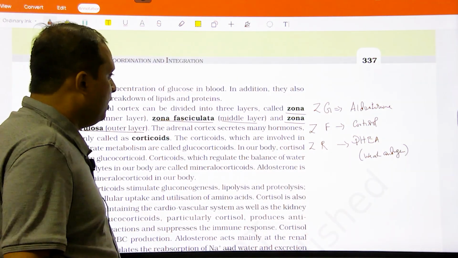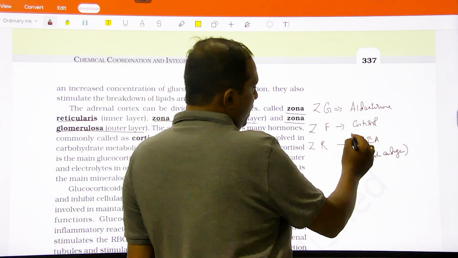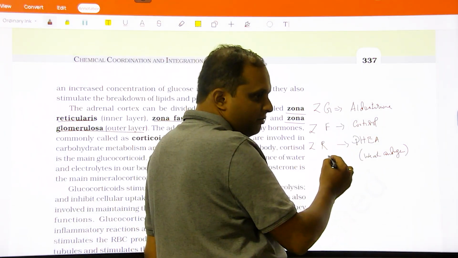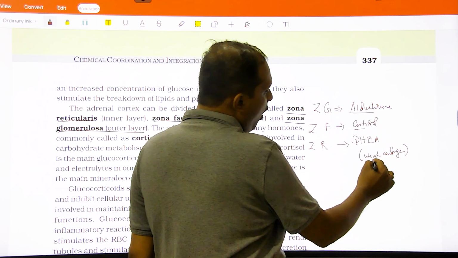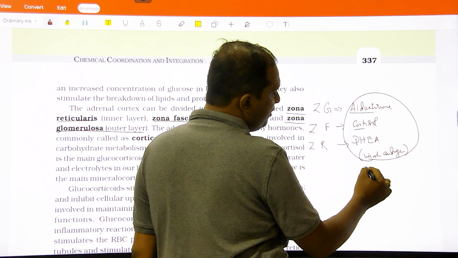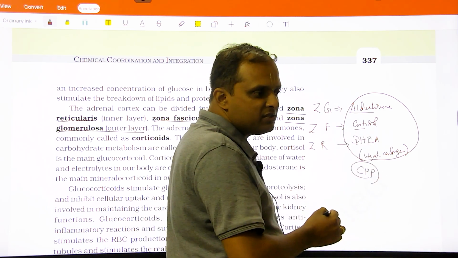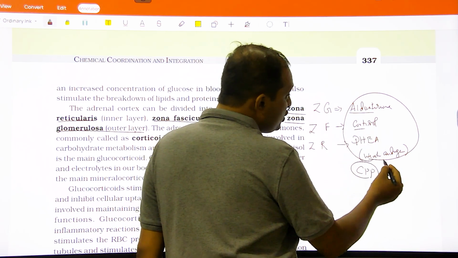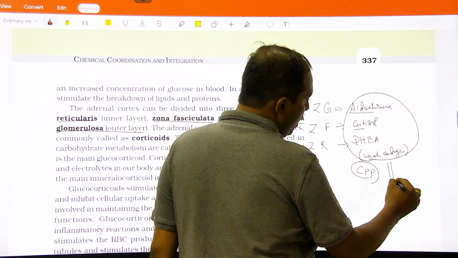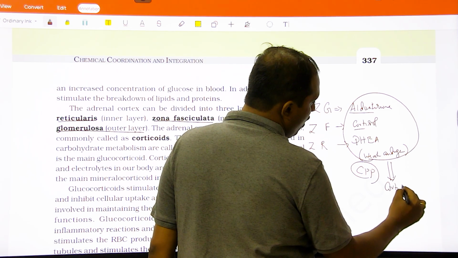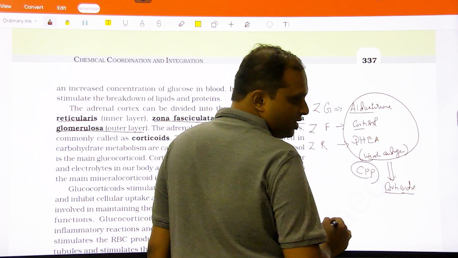Clear? Okay, listen. We have 3 hormones here from 3 layers of the adrenal cortex: aldosterone, cortisol, DHEA. All these hormones basically contain the CPP ring, which means that chemically these hormones are steroids. Hence, they are steroids of the cortex. Which cortex? Adrenal cortex. Hence, these hormones are generally referred to as corticoids, steroids from the cortex.